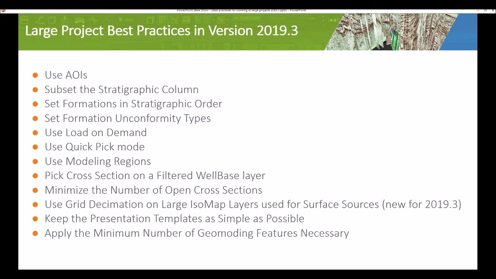Apply the minimum number of geomodeling features necessary. The geomodeling engine will keep all surfaces and surface relationships up to date for as many geomodeling tools as are turned on. This takes time. If possible, keep all or most of the geomodeling tools turned off while picking tops. Once all the tops are picked, then turn on the required geomodeling tools and invoke the geomodeling overhead just once.